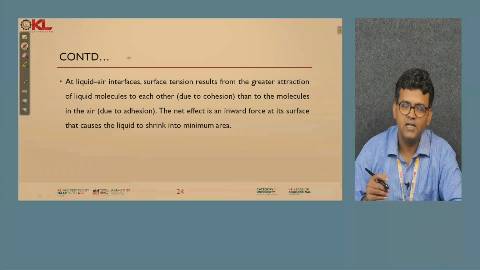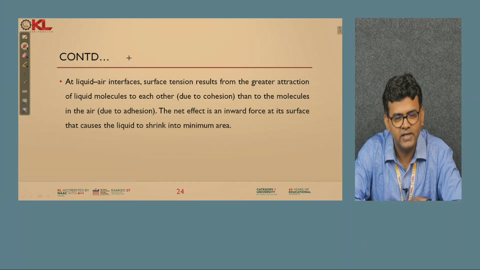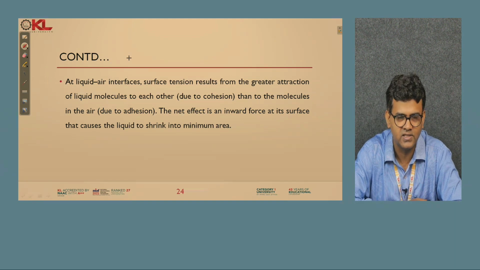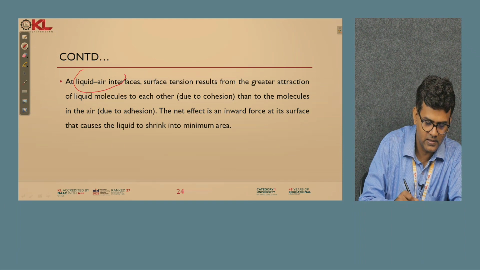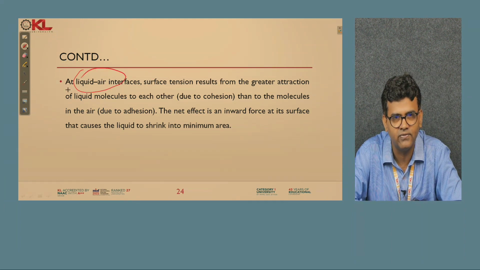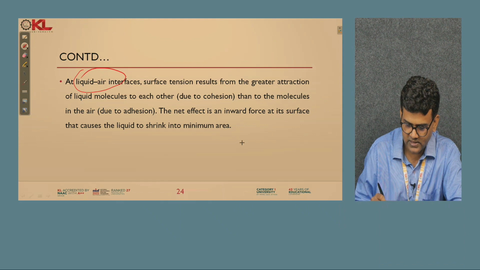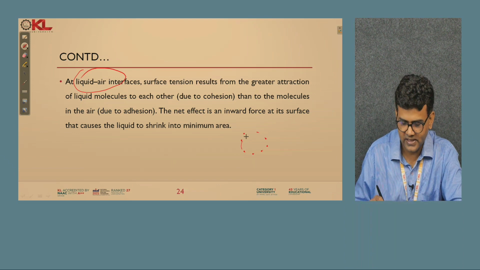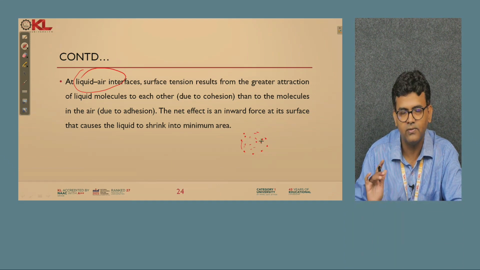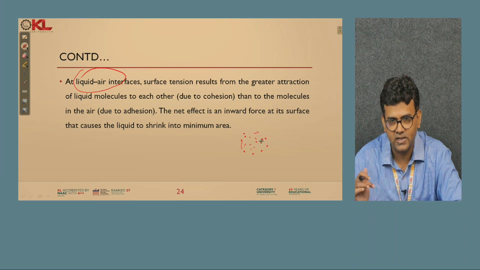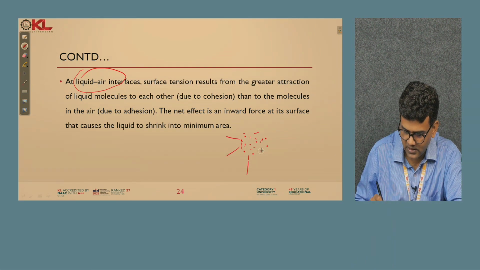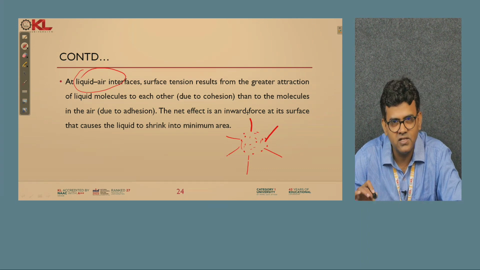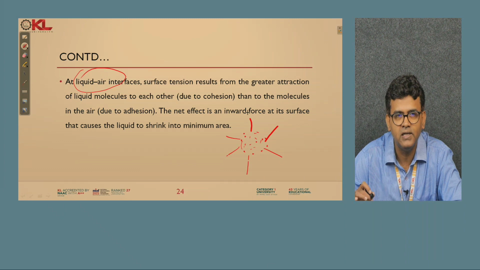When fluid is there, then around it atmospheric air is there, that is, the atmosphere is there. So it has the interaction of a liquid-air interface. So you can see, if I plot, this is the fluid, that is the water inside, a drop of water. So outside of this, air is there, right? Atmospheric air is there. So this surface tension results from the greater attraction of the liquid molecules.